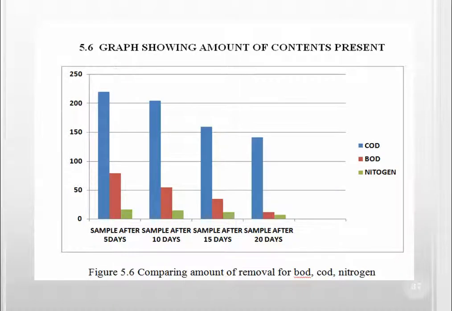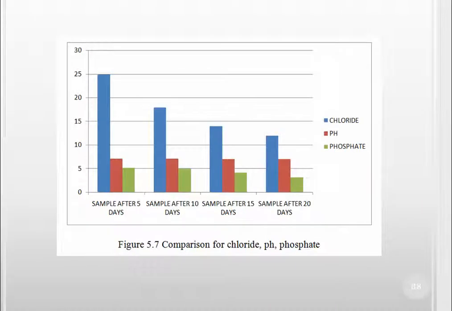This is a graph showing the amount of contents present in the sample after 5 days, 10 days, 15 days and 20 days. This is the graph of results for COD, BOD and nitrogen. And in this graph, a comparison of chloride, pH and phosphate. In each graph, it is showing that as the days increase, the time increases, the efficiency increased a lot and the contents present in the system were decreasing.